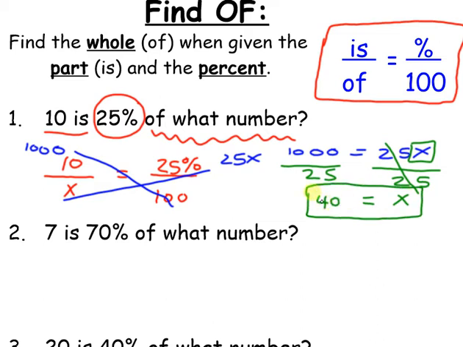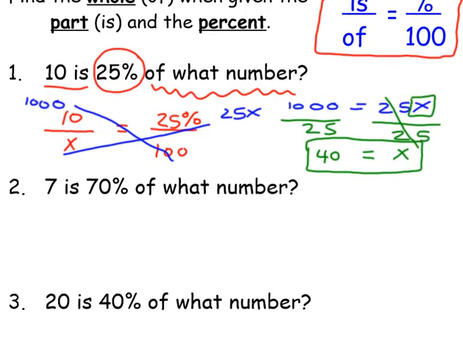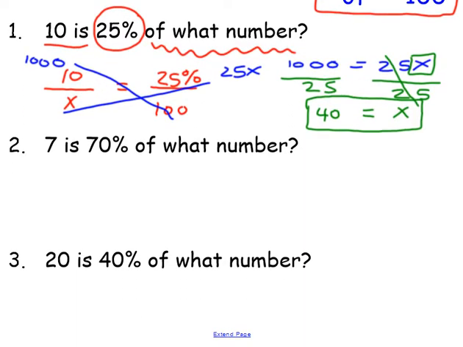Now, what does this mean? Well, if the 40 is the missing value for x, think about it like a test grade. 10 questions right out of 40 questions, and you'll have a 25% on your test. Not too good of a test grade, but it helps you understand what's going on. So let's look at our second one.